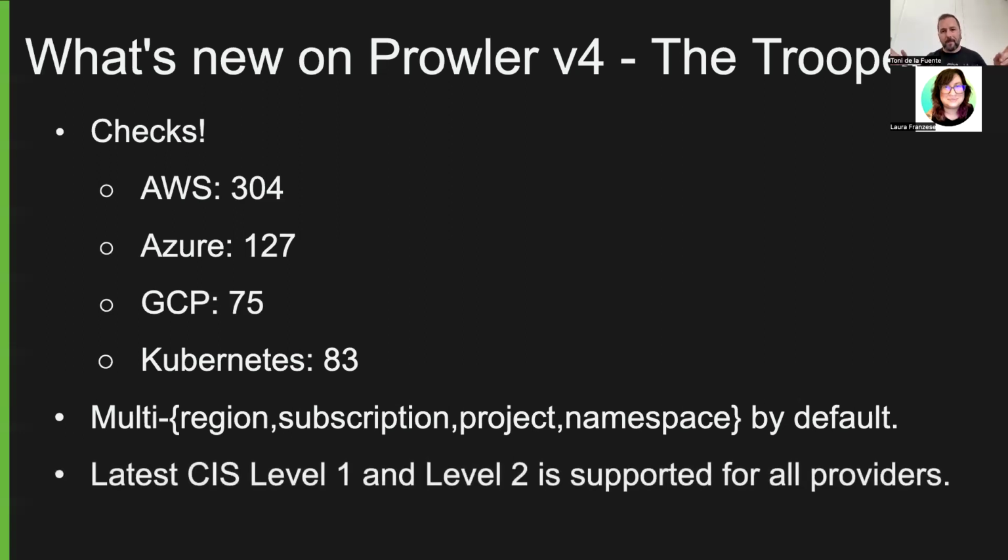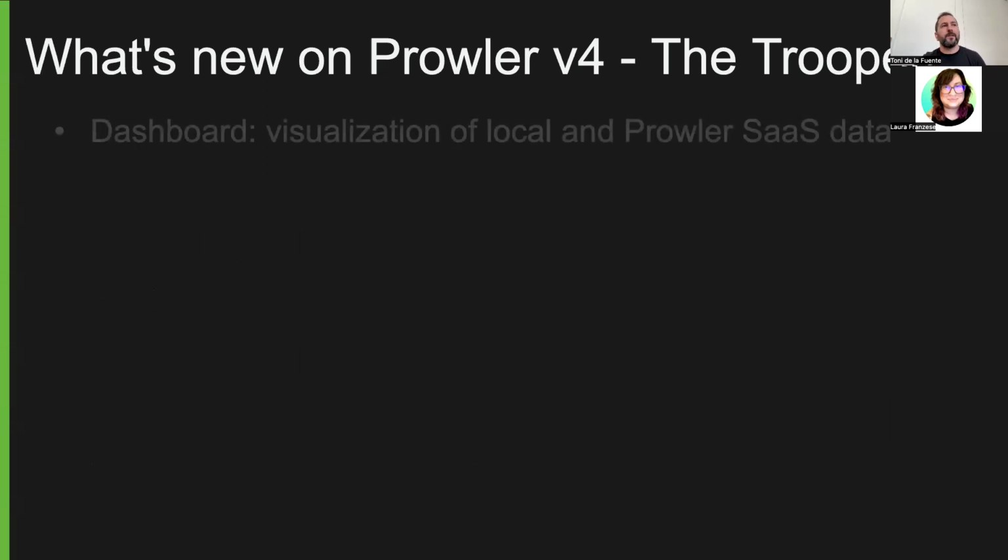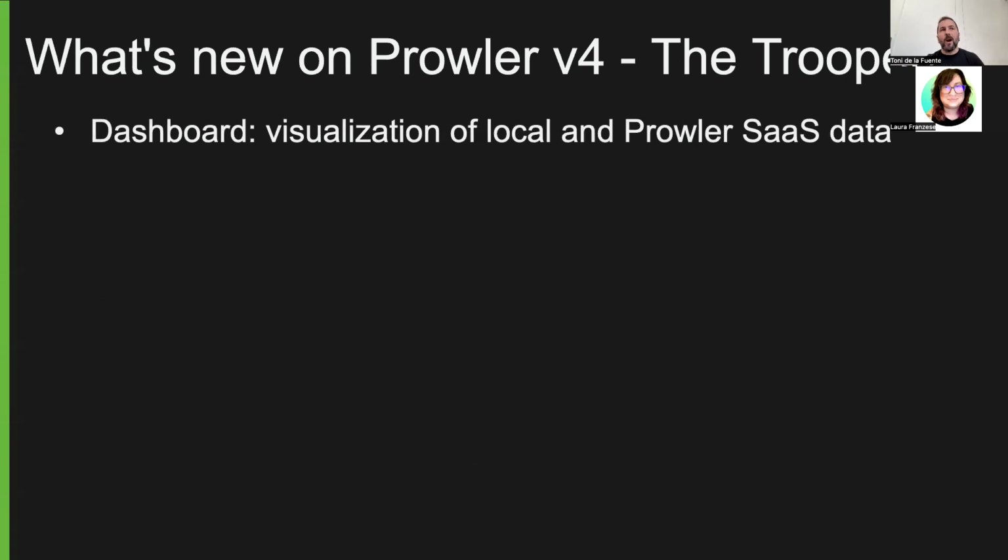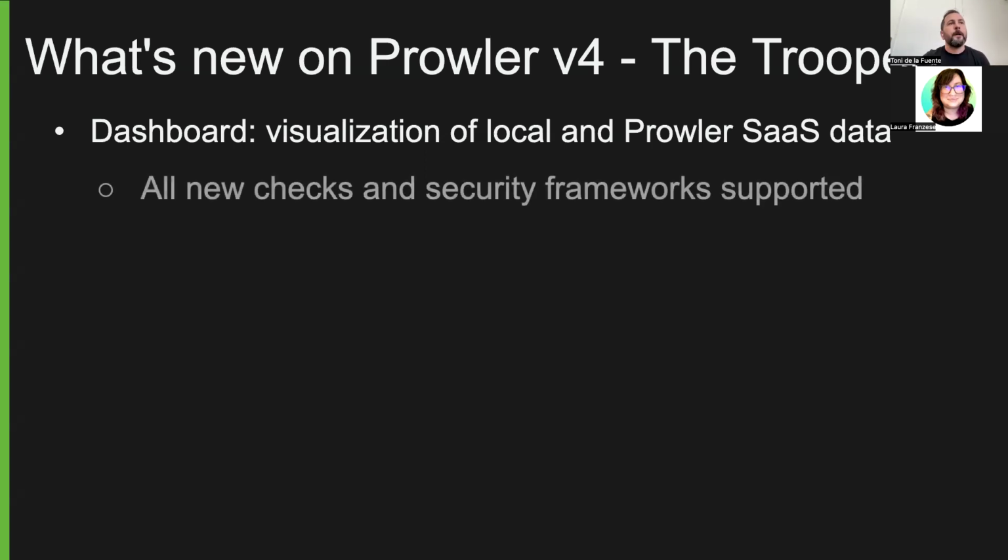And everything that you run with Prowler 4 is going to cover the latest CIS benchmark as a foundation for your security, level 1 and level 2. What else? Dashboard. You are going to be able to visualize data from your local scan, and also from the Prowler SaaS data if you want to build your own dashboard without having to run Prowler yourself. All the new checks and security frameworks are supported in the dashboard, including AWS Well-Architected version 3.